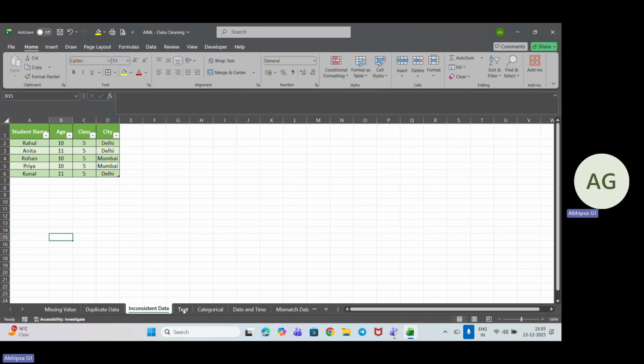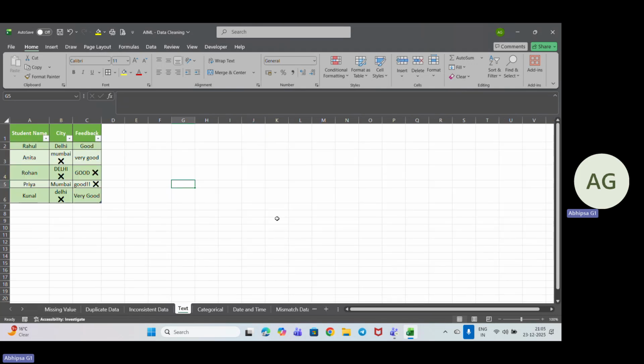Okay, coming down to text. Text data is basically where we have the names, the reviews, or any of the cities, the feedback basically. So this data actually means words, not numbers. Anything that comes in as numbers would be an issue.